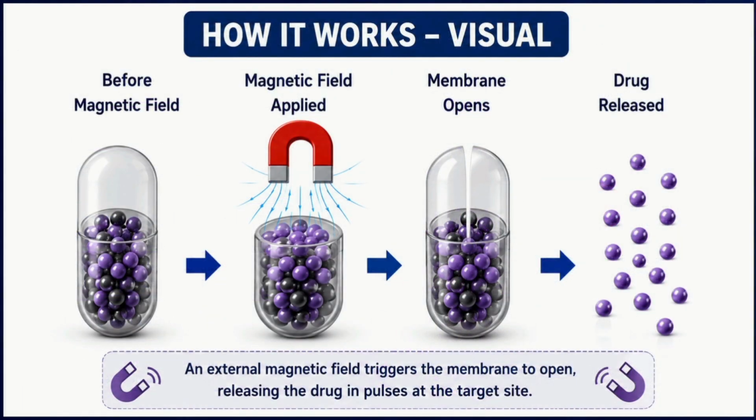So let's observe the diagram carefully here. Before the magnetic field, the capsule remains closed and no medicine comes out. After applying the magnet, the magnetic particles move and the membrane opens. The drug starts moving out. After removing the magnet, the capsule closes again and drug release stops. So the external magnet acts like a switch. Switch on, drug released. Switch off, drug stops. Very easy to remember.